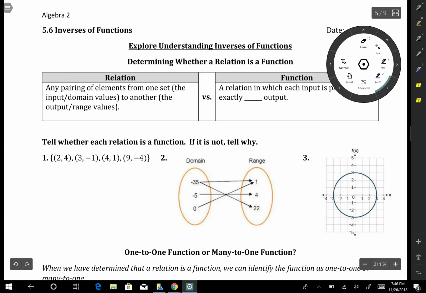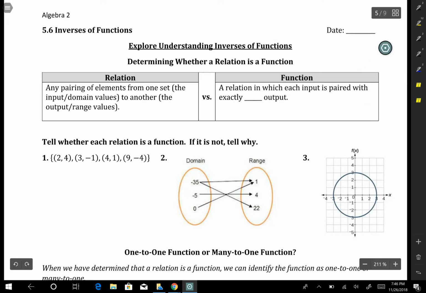Hi guys, welcome to section 5.6, in which we are going to be finding the inverses of functions. We're going to spend a lot of time in class during block day finding inverses, but I just wanted to give you an introduction to what an inverse is. So we are going to explore understanding inverses of functions.